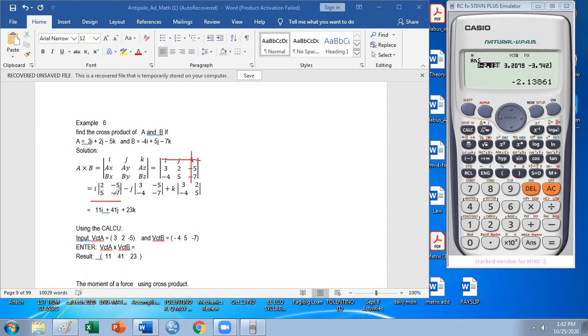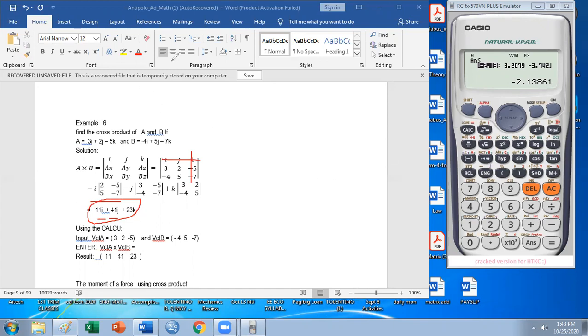2 times negative 7 is negative 14, and minus 25 is negative 11... Evaluating the determinants gives 11 for i, 41 for j, and 15 plus 8 is 23 for k. That is the cross product. Now remember, the cross product is also a vector.